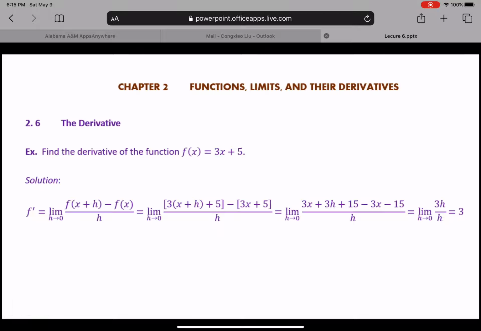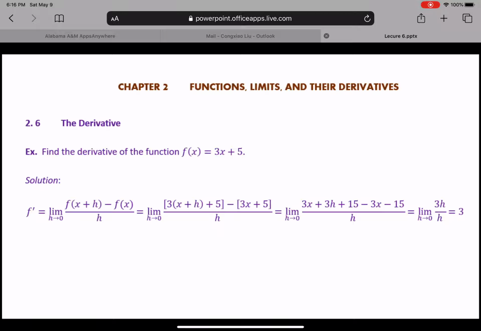So let's use the definition of derivative to find the derivative of some simple functions. The first example we have here is f of x equal to 3x plus 5. So we just use the definition for the derivative. F prime equals the limit of f of x plus h minus f of x over h as h approaches 0. So you plug in x plus h for x in the first place on the top of the fraction. So you get 3 times x plus h plus 5 minus 3x plus 5 over h.